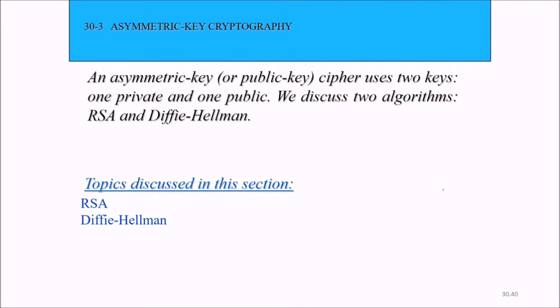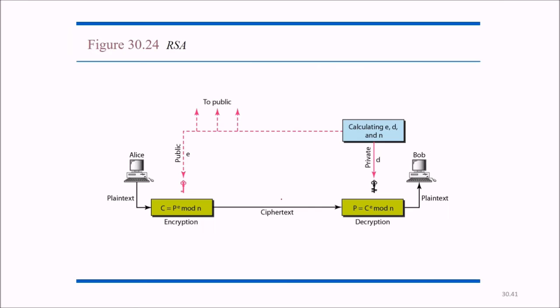So, in continuation to our discussion on cryptography, we'll talk about asymmetric key cryptography, and we'll see that we'll have private and public keys here, and we'll discuss two algorithms, RSA and Diffie-Hellman. So, let us start with RSA.